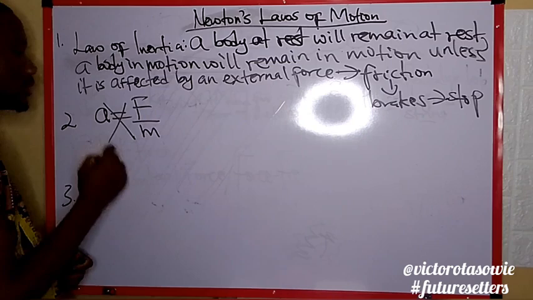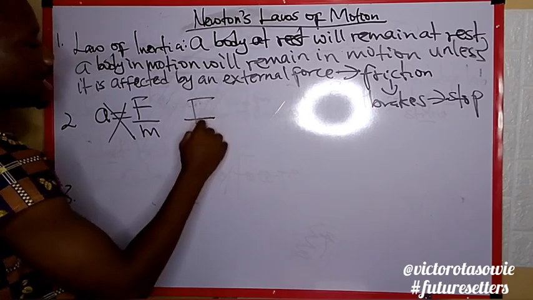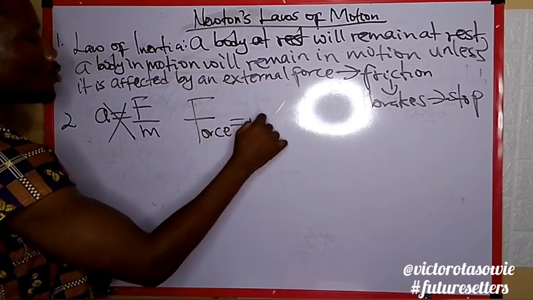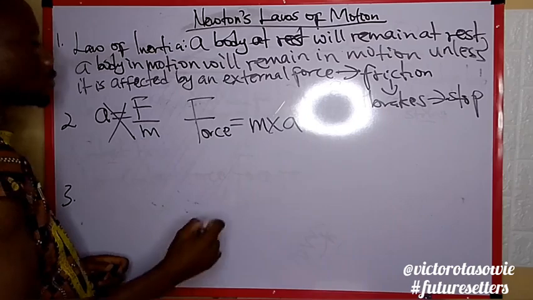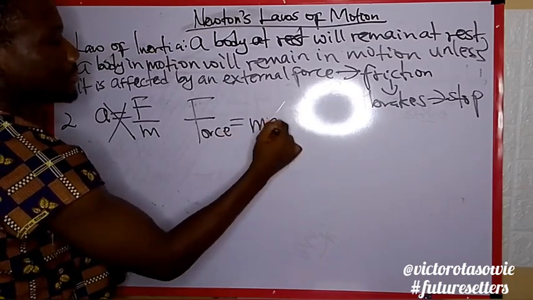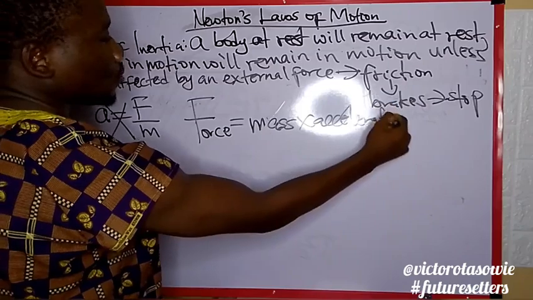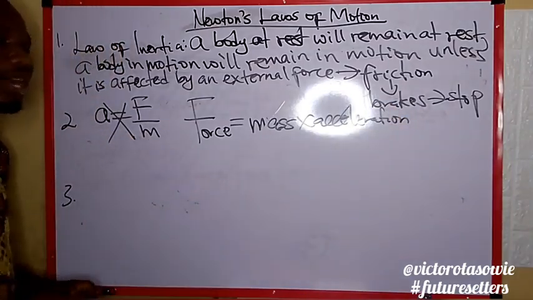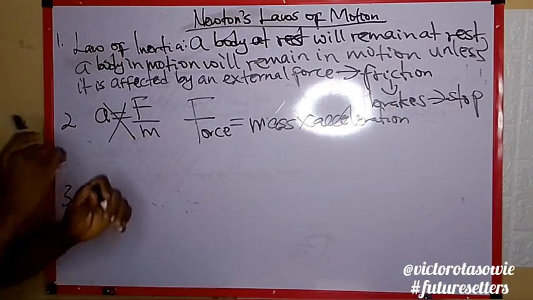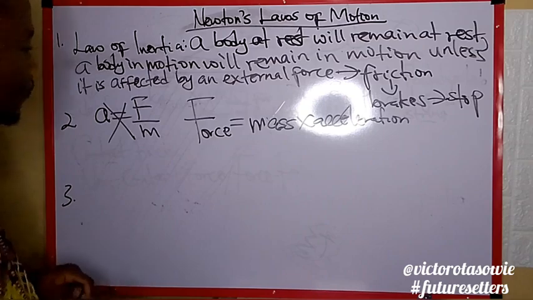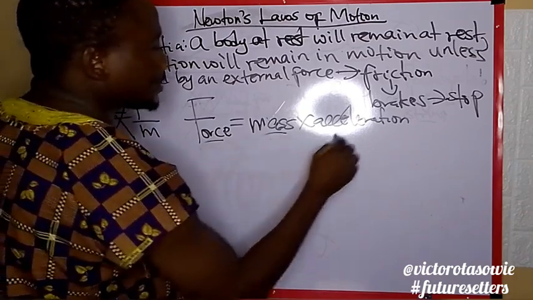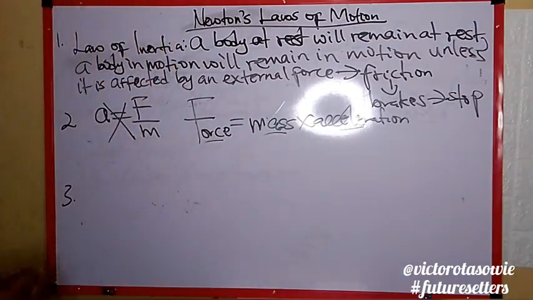And from here we can cross multiply to say force is equal to mass times acceleration. So this M here represents mass. We have that force is equal to mass times acceleration. That's just the second law.